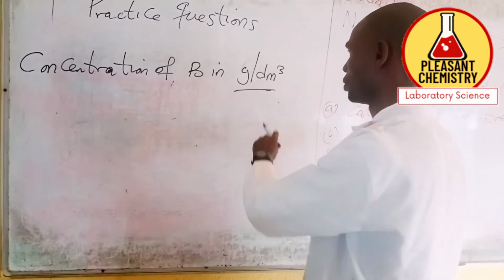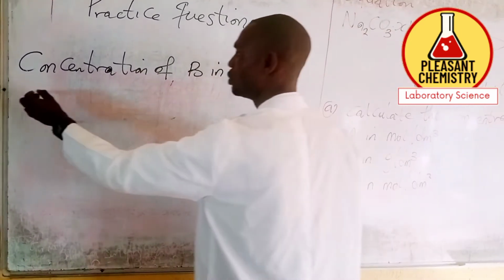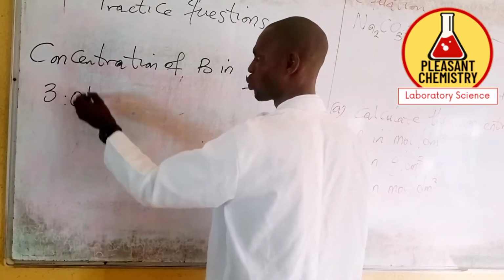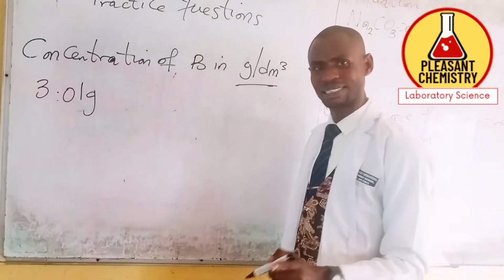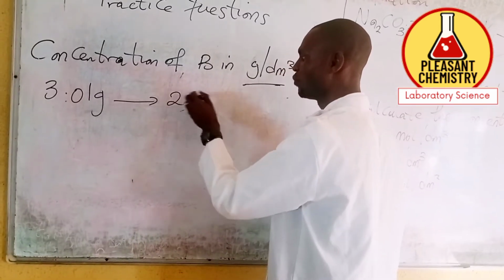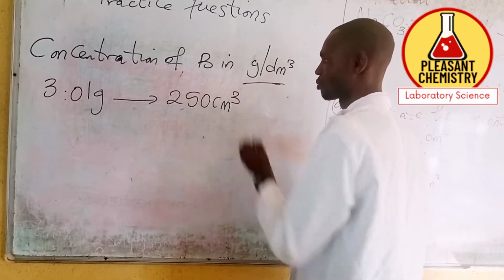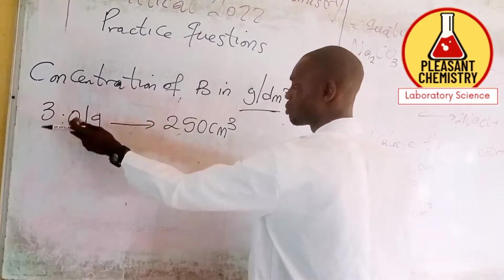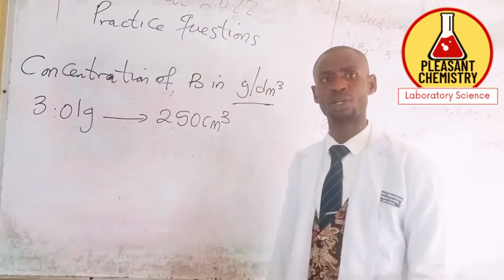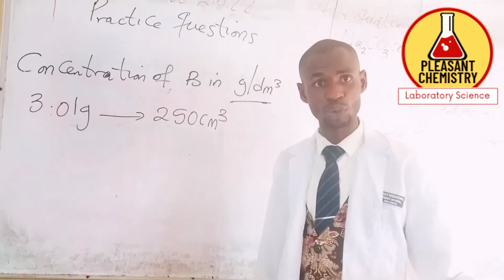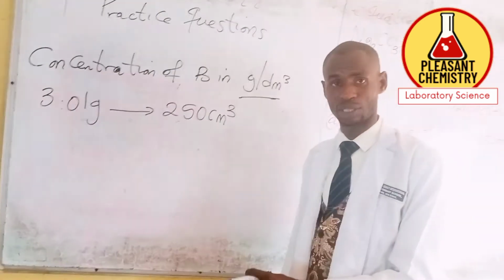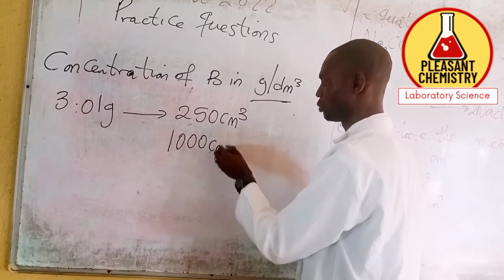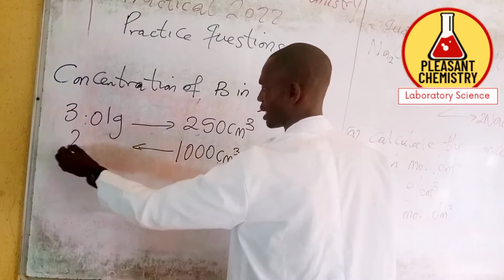So in this case now, if you check the question, we were given mass of B, which is 0.1 gram. But the question says that it dissolves in 250 cm cube. And the standard value is that this mass supposed to dissolve in 1000 centimeter cube, because 1 dm cube is equivalent to 1000 centimeter cube. Do you understand now? So in 1000 centimeter cube will give us X mass.